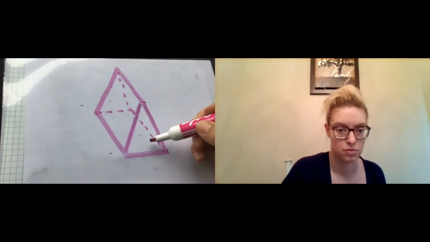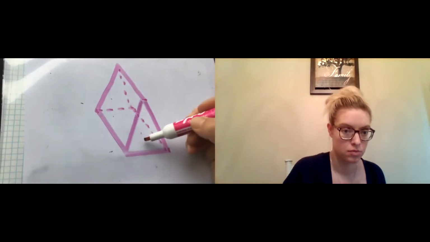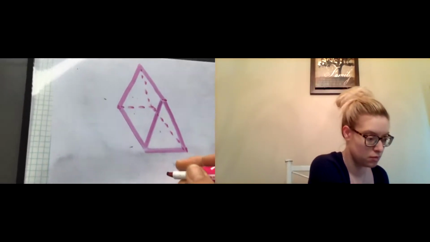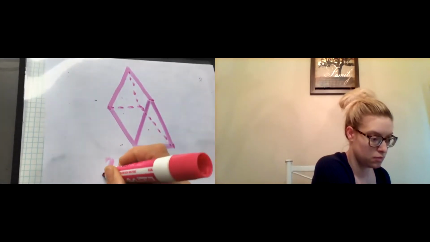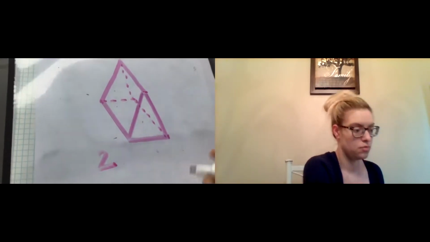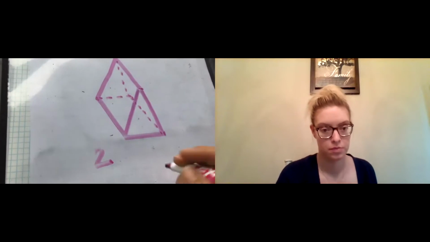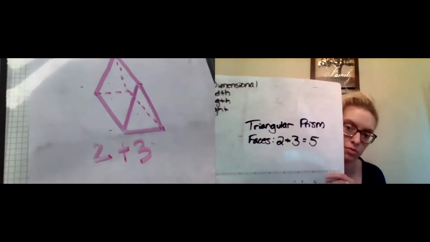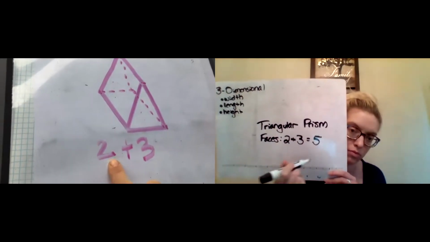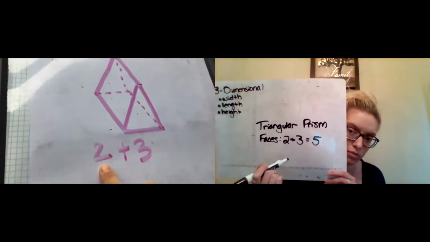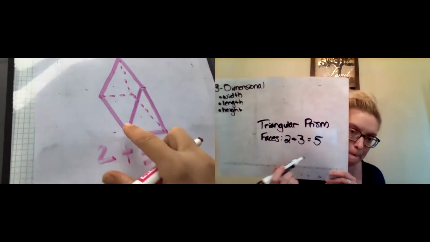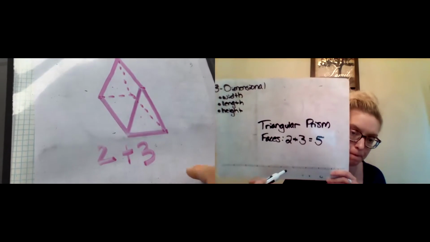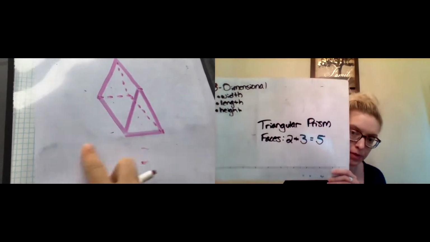Okay, I know that I have two bases. So anytime I'm counting the faces of a prism, I know I have two, because those are the two bases. And then because it's a triangle, I have three lateral sides. So the 2 comes from it being a prism, and the 3 is the 3 lateral sides that make it into a triangle.